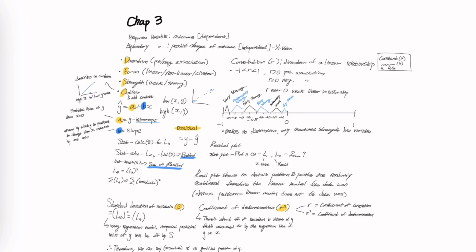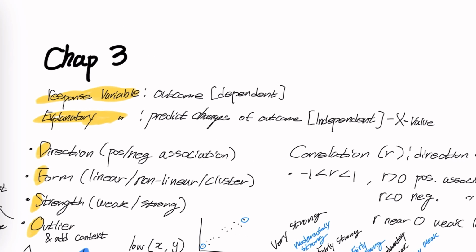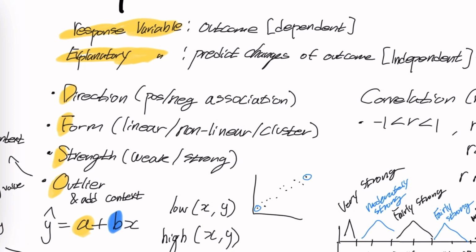Chapter 3 is all about interpreting the context of your correlation or whatever graph you have. Your response variable is basically the outcome, which is the dependent variable, and an explanatory variable is what predicts changes in the outcome. So if I say car weight helps explain accident deaths, car weight would be the explanatory variable which predicts the accident deaths, and the explanatory variable would be the x value that predicts the y value.